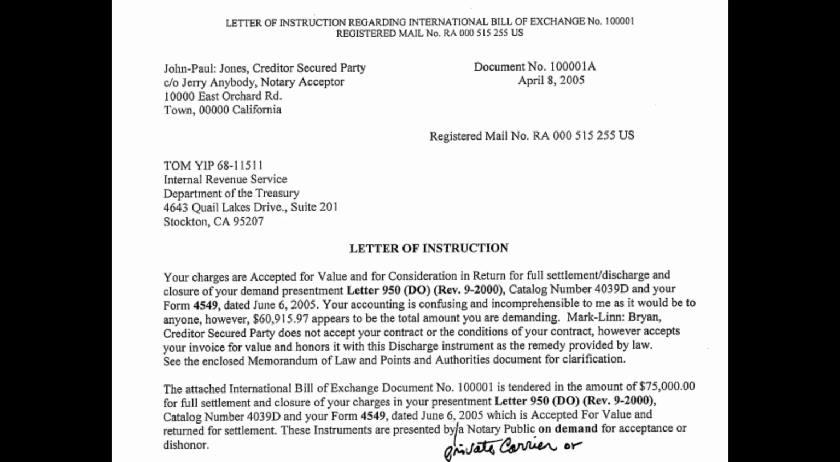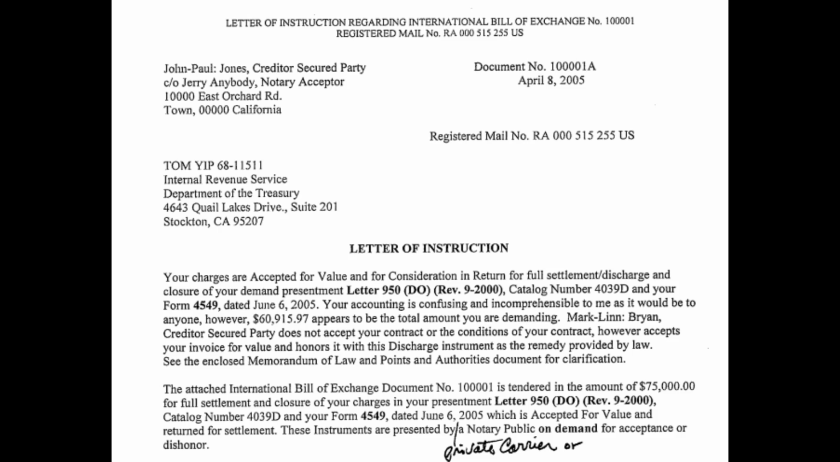And so it's dated, and so you put the date there. Your accounting is confusing and incomprehensible to me, as it would be to anyone. However, 60,000, whatever, appears to be the total amount that you are demanding. Creditor secured party does not accept your contract or the conditions of your contract. However, accepts your invoice for value and honors it with this discharge instrument as a remedy provided by law.